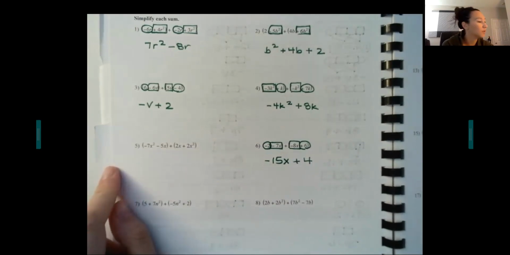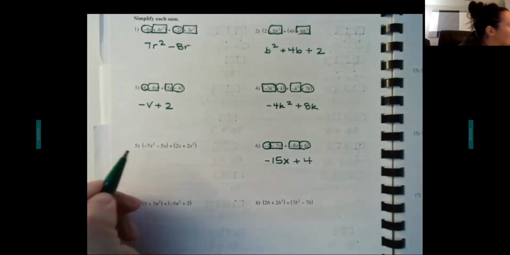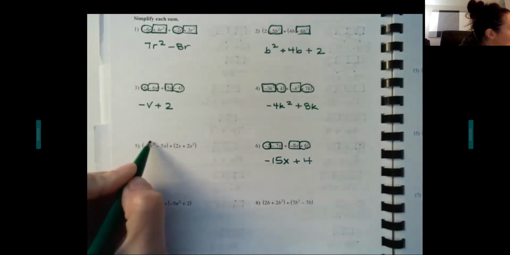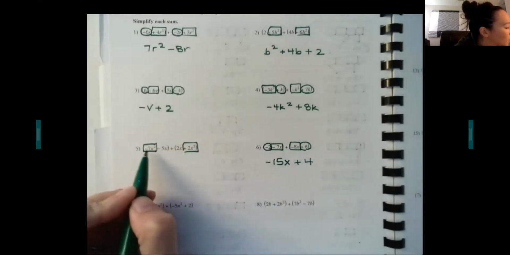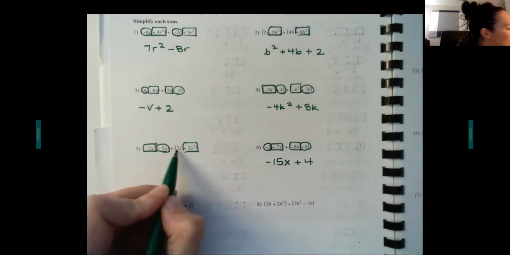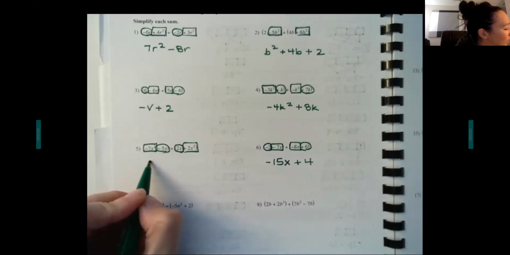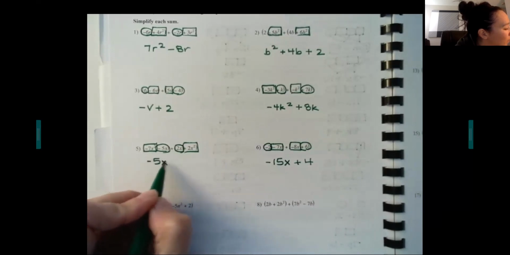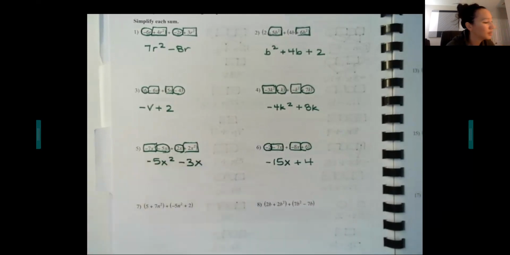Okay, I'll go back and do number 5 because I think whoever had it must have had to leave. So we have negative 7x squared and positive 2x squared, and then negative 5x and positive 2x. So negative 7 and positive 2, that would make it negative 5x squared, and then negative 5x plus 2x is negative 3x.